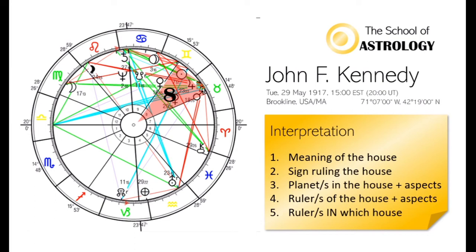Mars also has a trine to the moon in 11, which is a powerful connection to the public and friends, and the 11th house also stands for political parties. So there would be a connection there. Now we look at Mercury itself.